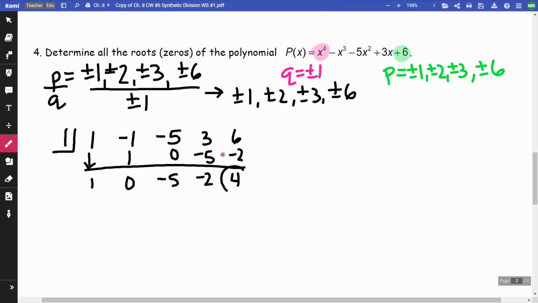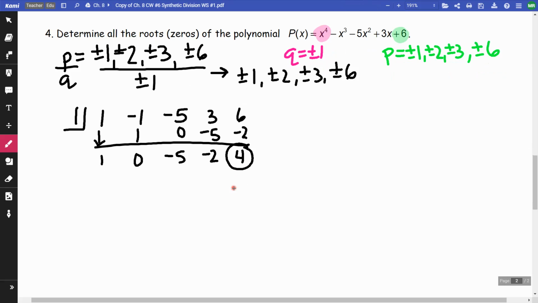So this remainder of 4 is really saying that right now at 1, the point (1, 4) is a point on my polynomial. So I'm 4 above the x-axis. I want to be on the x-axis. So let's see. I'll try 2. Let's see what happens with 2.